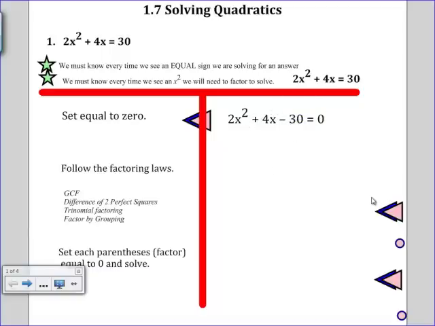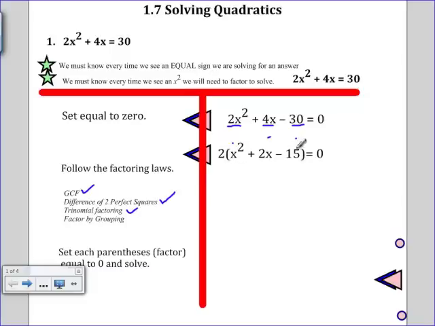Now I'm going to follow the factoring laws. Is there a greatest common factor? I have to look through these. Looks like 2 is the greatest common factor, so I'm going to make my life easy and pull out a 2 first. I still have that x squared hovering around, so I've done my first law. I'm going to see if it's a difference of two perfect squares. It can't be. There are 1, 2, 3 terms, so it is not a difference of two perfect squares. It must be trinomial factoring. Yes, indeed, it's a trinomial.